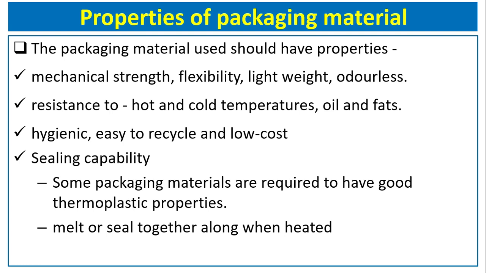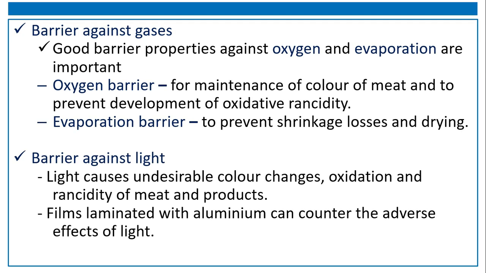Properties of packaging material. The packaging material used should have the following properties. First, mechanical strength, flexibility, light weight, and it should be odorless, resistant to hot and cold temperatures, oils and fats. It should be hygienic, easy to recycle and of low cost. Sealing capability: some packaging materials are required to have good thermoplastic properties, to melt or seal together when heated.